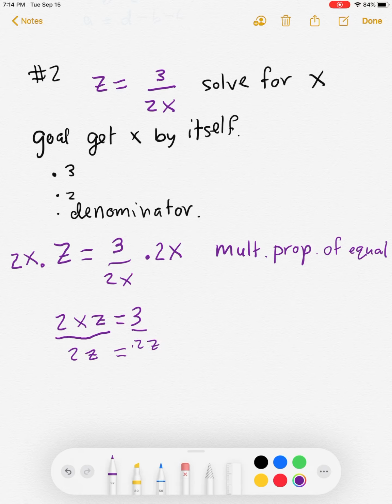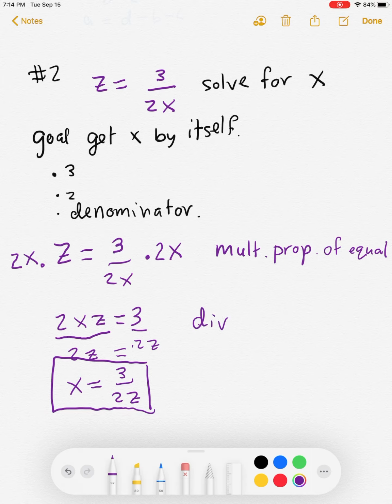I don't know why I drew those equal signs. We don't need them at the moment. We get x equals 3 over 2z. There's our answer. Honor students don't like problems like this because there isn't a very neat answer. However, we can't reduce that any further, so we'll just leave it like that. This was the division property of equality that I used.